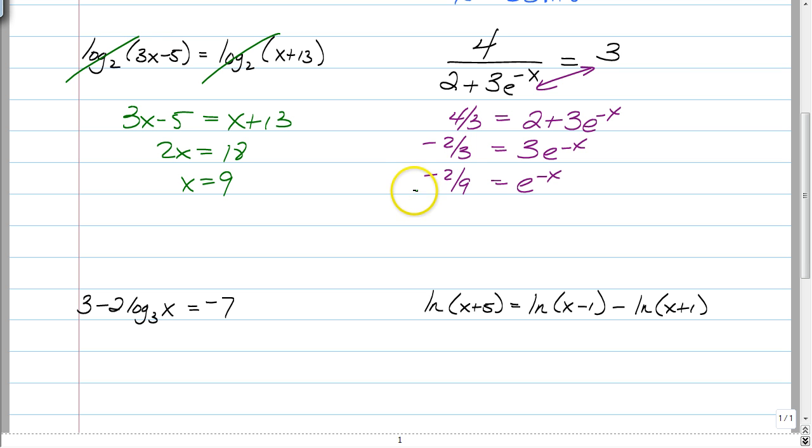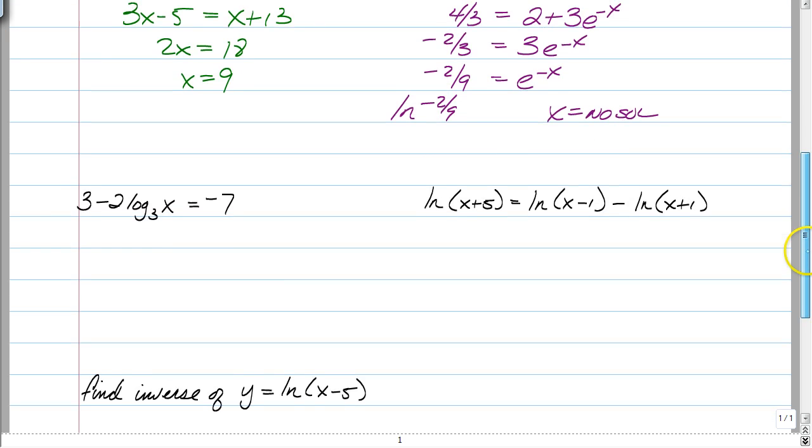As soon as you try to take the natural log of both sides, the natural log of negative 2/9 is not possible because you can't take the log of a negative. So in this case, x has no solution. Okay? So that was a little bit of a tricky one right there.